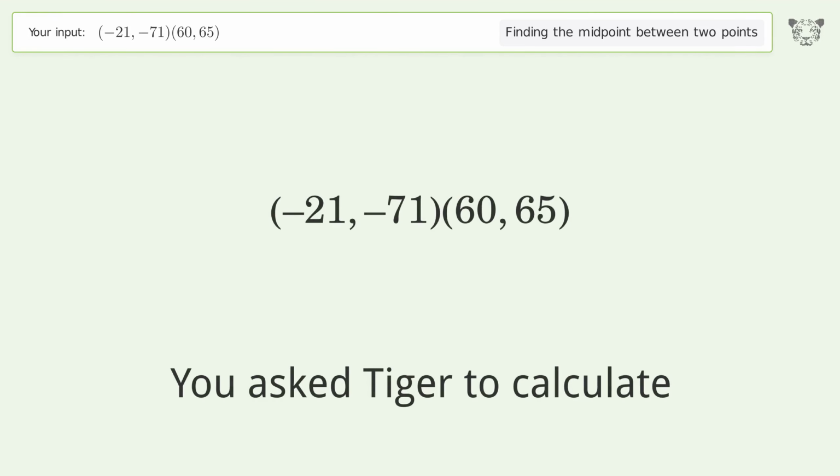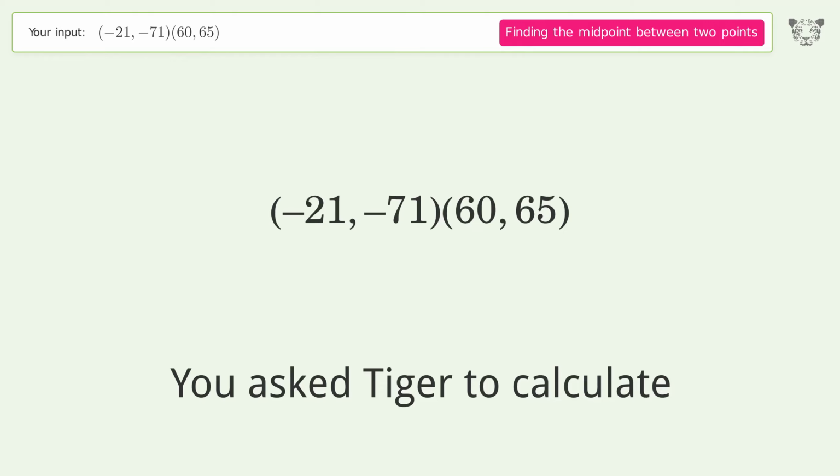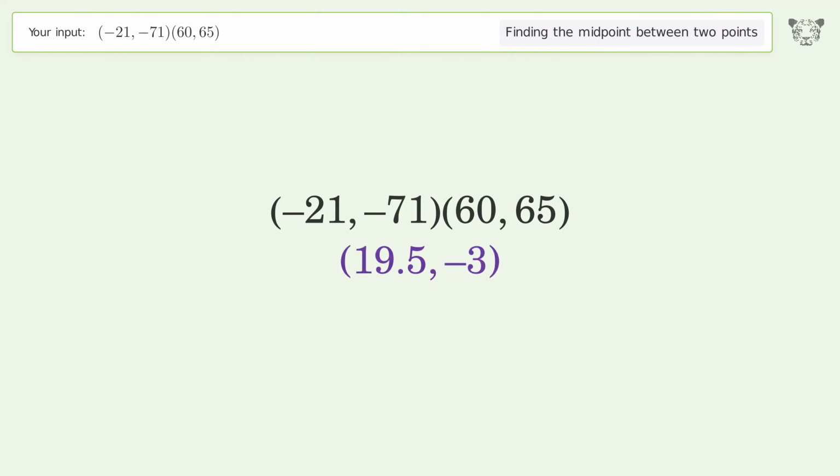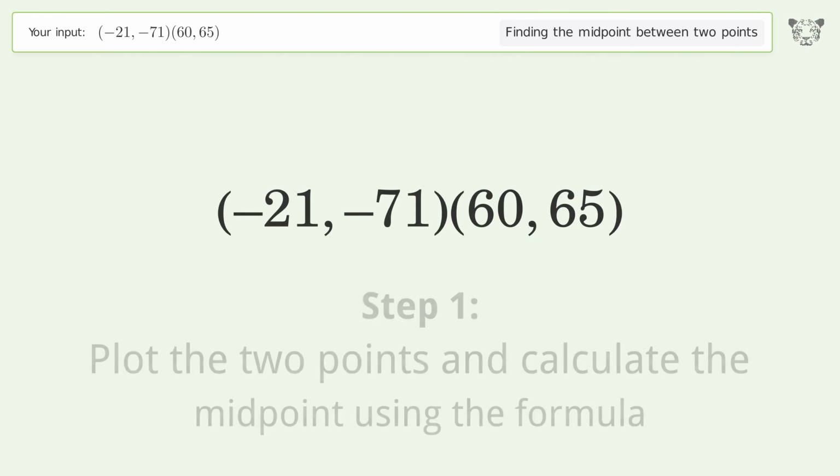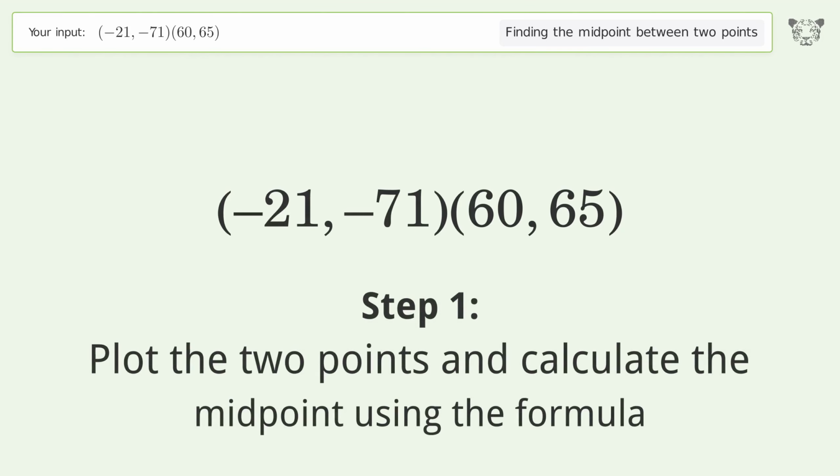You ask Tiger to calculate. This deals with finding the midpoint between 2 points. The midpoint between the 2 points is 19.5, -3. Let's solve it step by step. Plot the 2 points and calculate the midpoint using the formula.